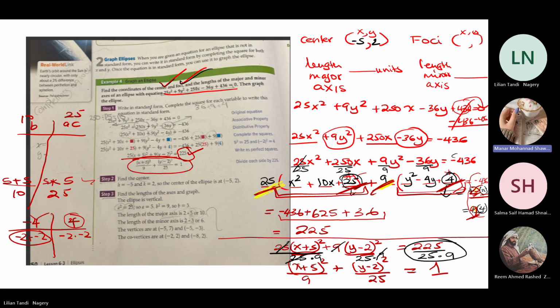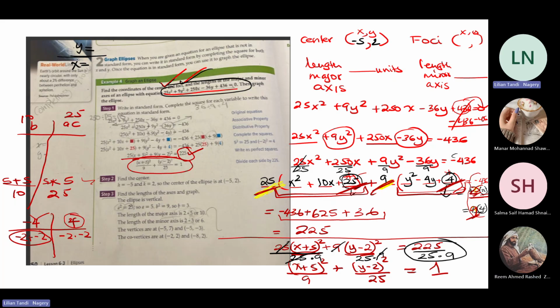How do I know my ellipse is vertical? Because we know A is greater than B. So 25 is greater than 9, and 25 is the denominator of Y. So that is vertical. Okay. What do you mean by starting? This is starting, Y equals, X equals. This is not starting.